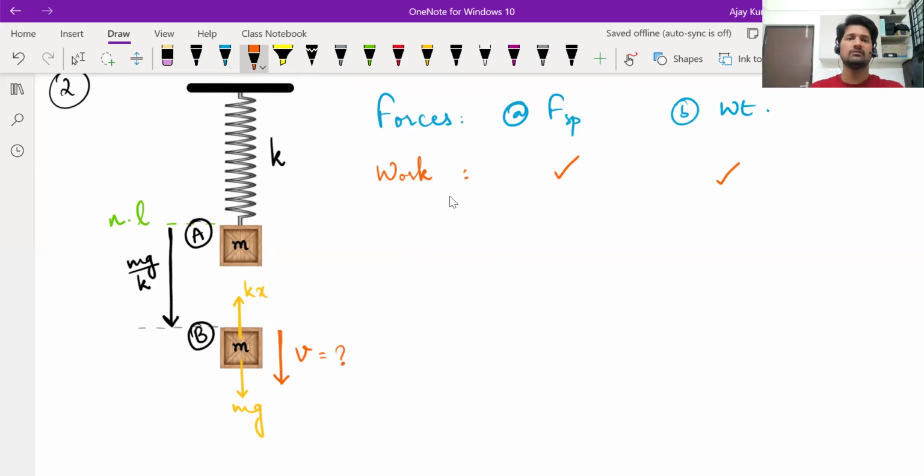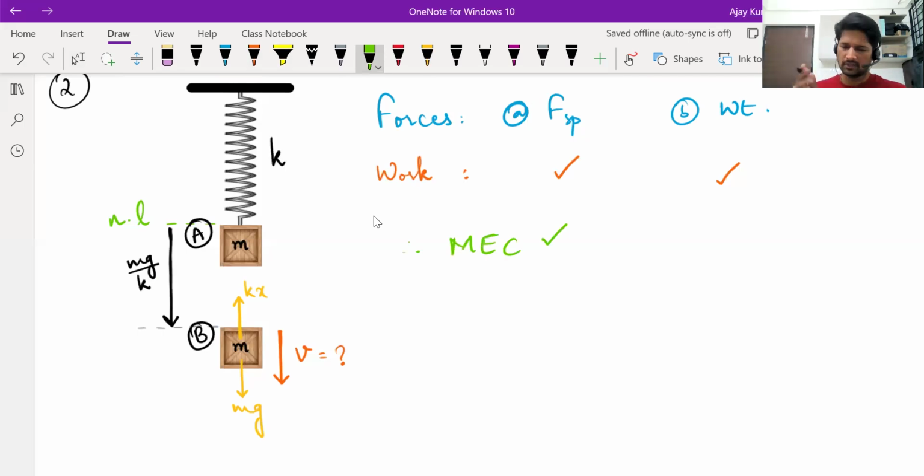And if two conservative forces are doing work, we'll have to include two potential energies in our equation. That's what makes this problem a next level problem compared to the previous one. Okay, let's see. Spring force is conservative. Weight is also conservative. So all the forces doing work are conservative in nature. Therefore, we can conclude that mechanical energy conservation is applicable in this case.